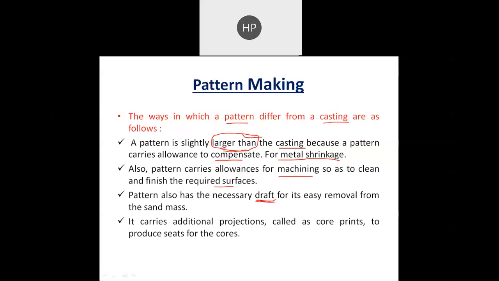And fourth, it carries additional projections called core prints to produce a seat for the cores. Now if we use some core, then to put that core, we have to carry certain additional projections. So that's why it is added, and it is different from the original casting.